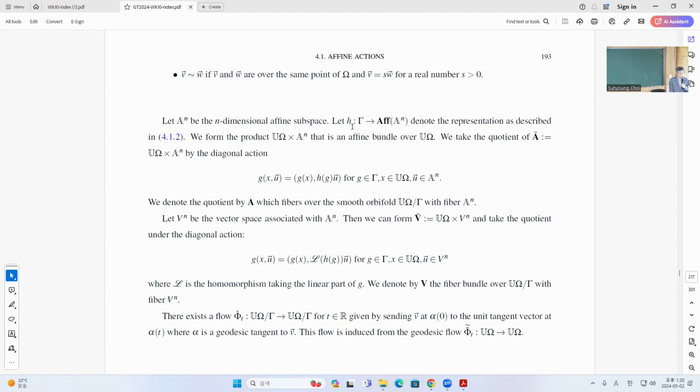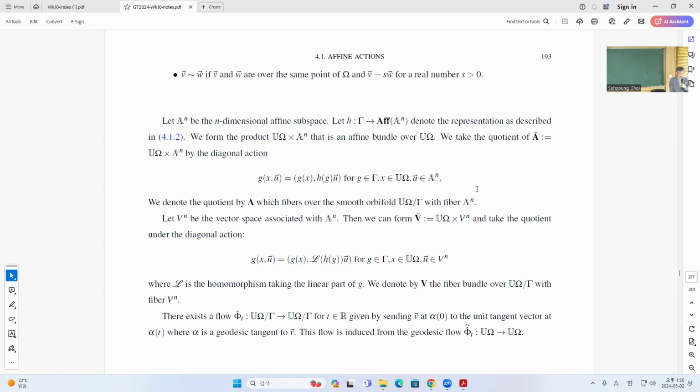So maybe this H is not so good, but anyway, let's look at this H notation. Then you act by G on X U bar by this, which is just, when the unit tangent bundle is just X normally, and then for a point in the affine space, you act by this affine transformation H G, and then you take the quotient. So you take the product, and then you take the quotient, and this will fiber over this space, with the fiber always some A^n, isomorphic to A^n.